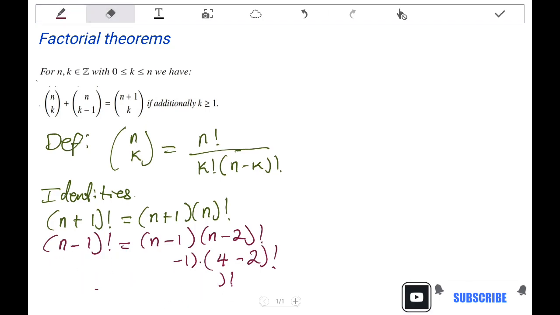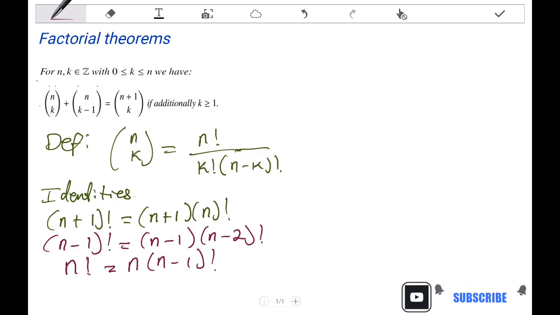And then the last identity that we are going to consider is this one. Actually, this is part of the definition of factorial: n factorial equals n multiplied by (n minus 1) factorial. So we are going to use these identities and the definition to prove that theorem. Now let's go to the theorem.